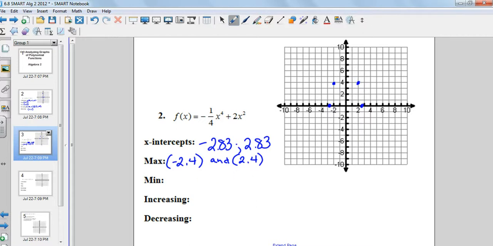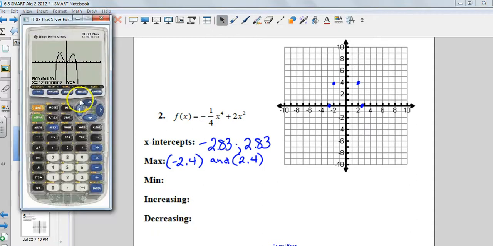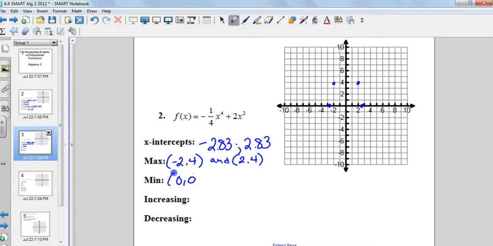Okay, and then a minimum. I think I know where he's at. He's at 0, 0. So I'm not even going to bother using my calculator to find him. He's obviously at 0, 0. Now again, okay, that one's not as bad to graph. Whew. Okay, pretend that looks good. Yours needs to look a lot better than mine.